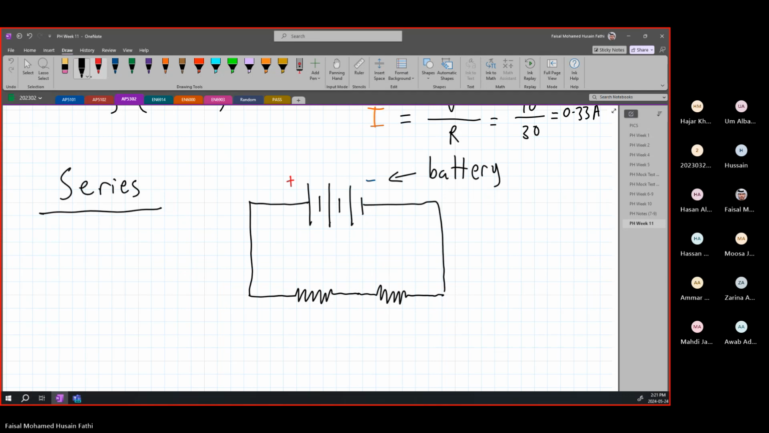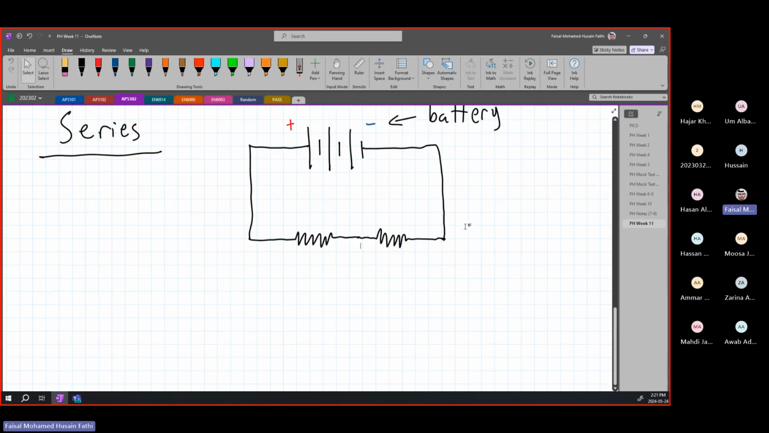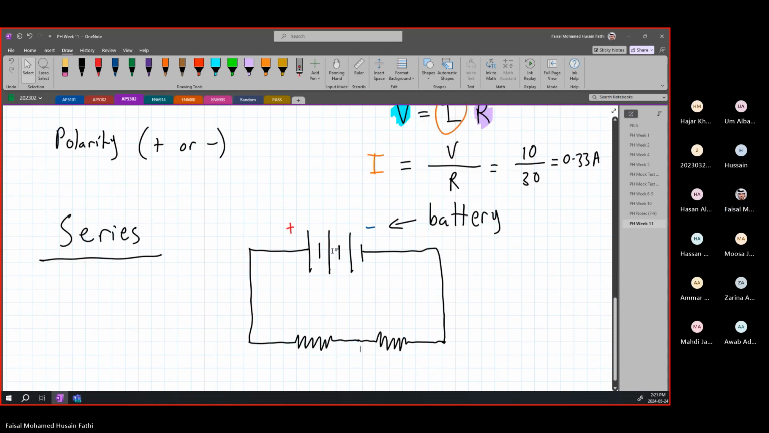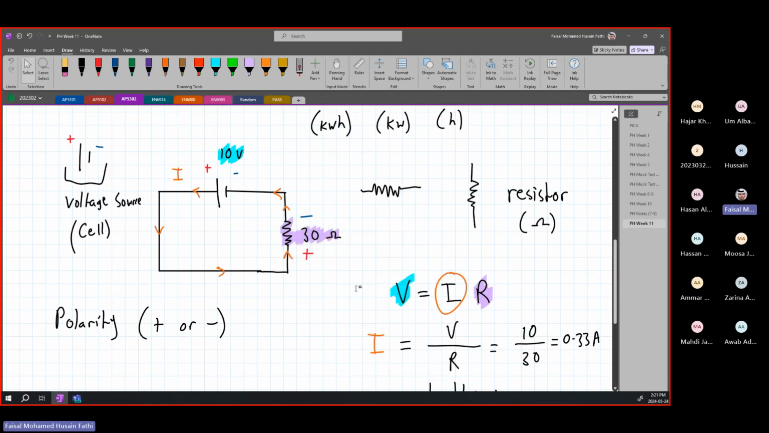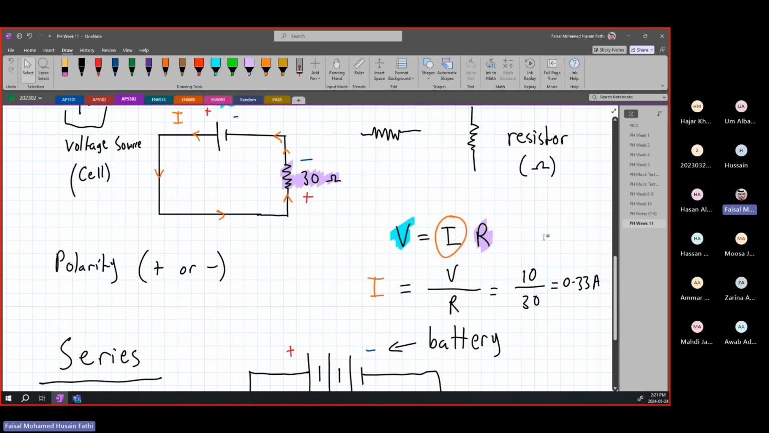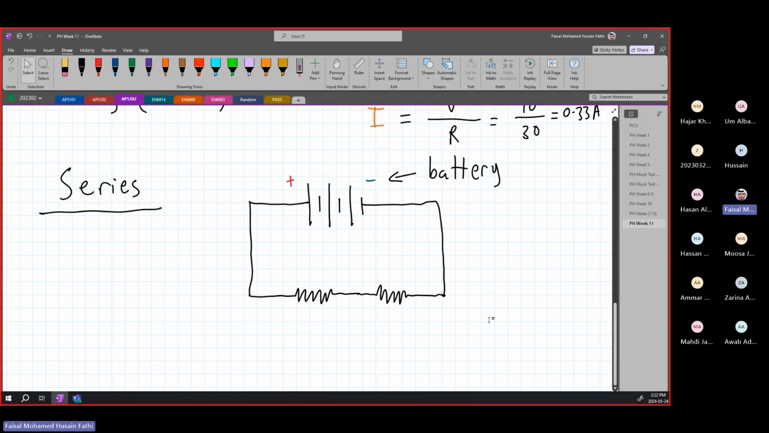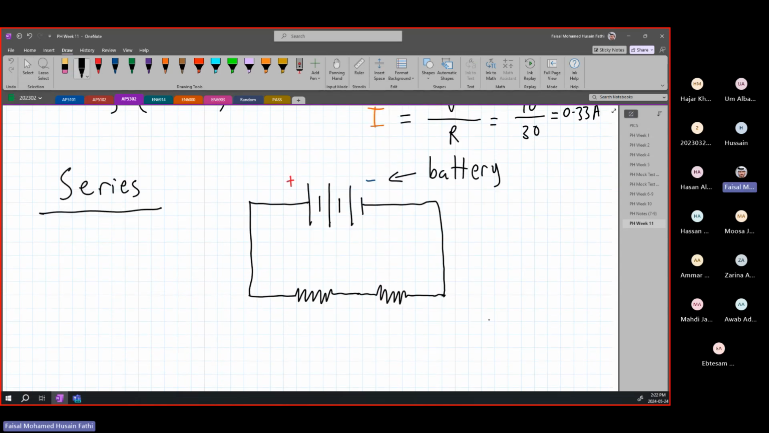Okay. Now, if you notice, we do not have one single resistance, so we cannot directly simply apply V equals IR very easily because we have multiple resistances. However, there is a way to analyze this and simplify this depending on the type of connection.